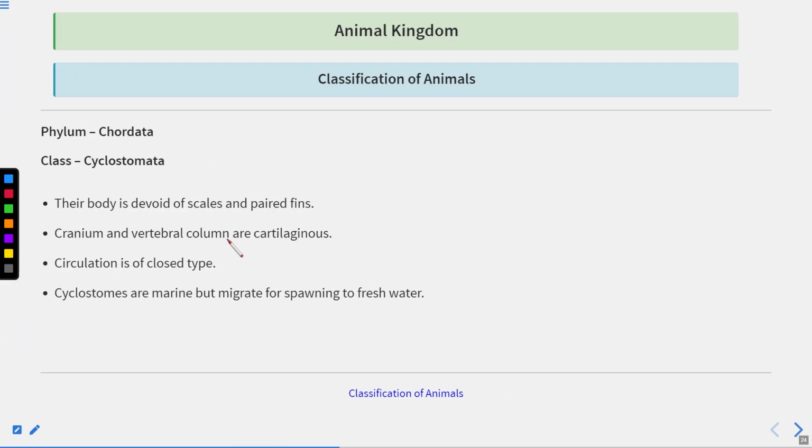Their body is devoid of scales and paired fins. So no scales are present on their body surface, and they do not have any paired fins.